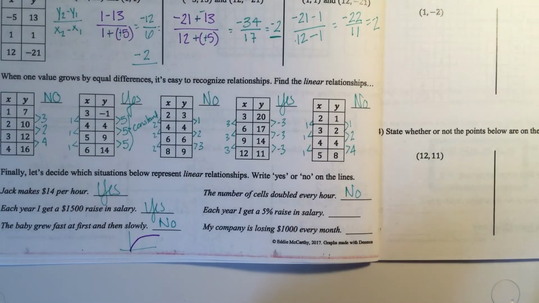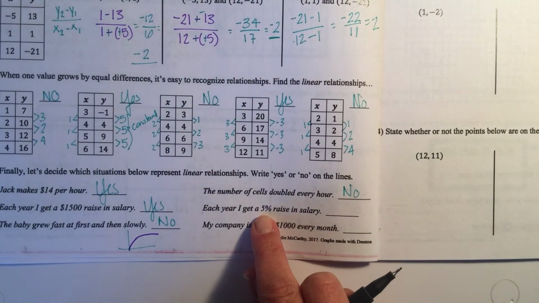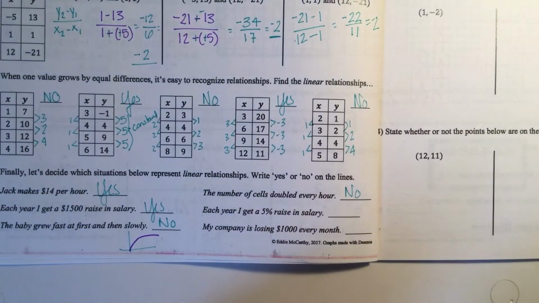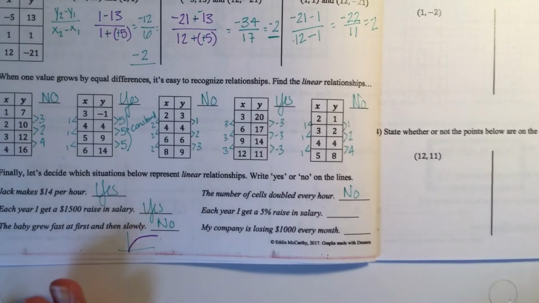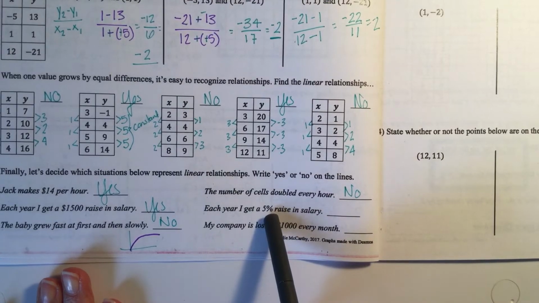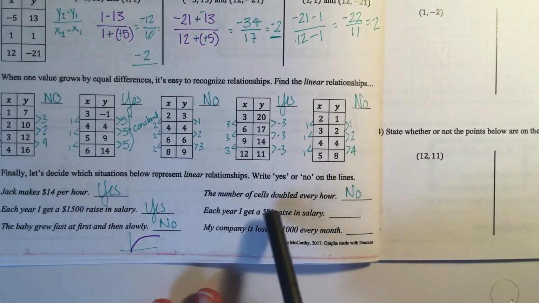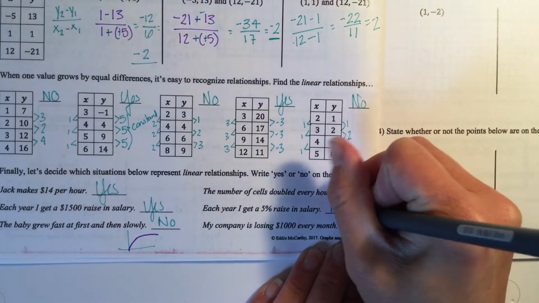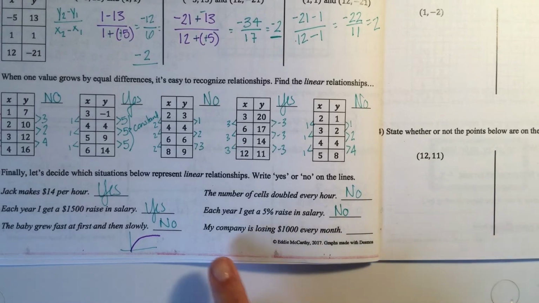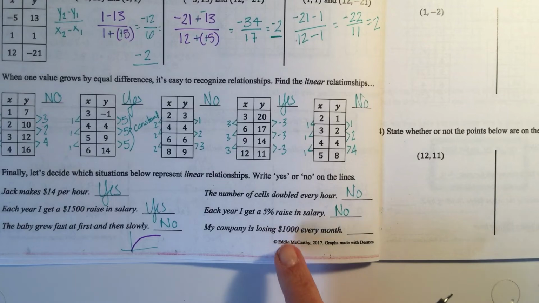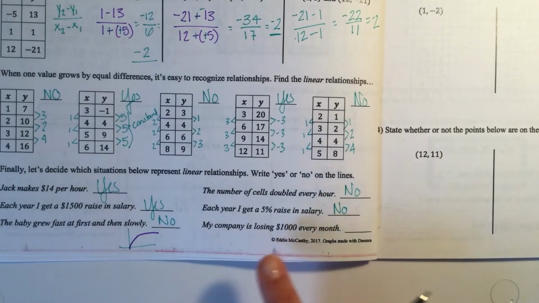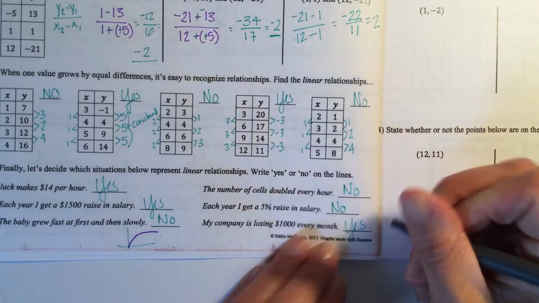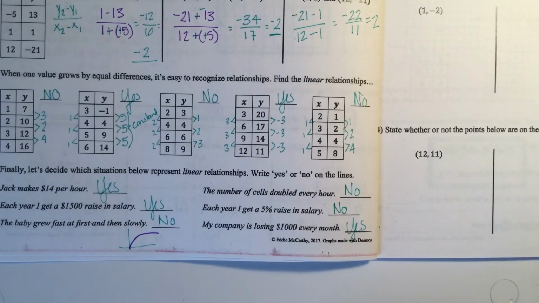Each year I get a 5% raise in salary. So yes, it raises the same percent every year. And this one's kind of tricky, but if I made $5,000 one year and I get 5% of that, then I make $10,000 another year and I get 5% of that, is that the same number? Is that the same amount of raise? And the answer is no. My company is losing $1,000 every month. Is the change equal every time? Yes. So if it's a constant change, it means linear.